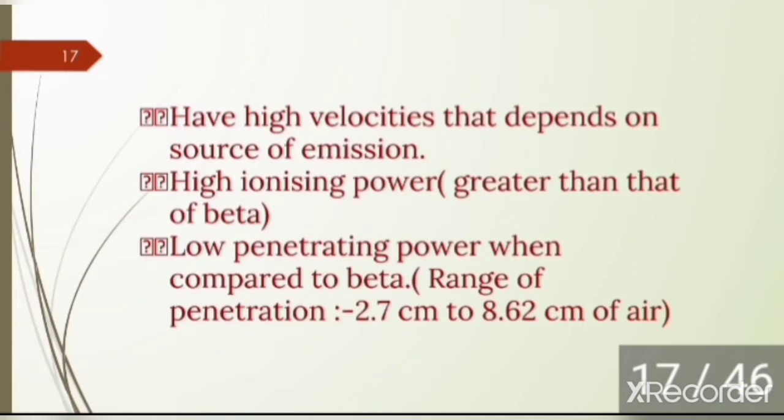So next is regarding the velocity of alpha particles. Generally, alpha particles have very high velocity and it depends upon the source of emission. That is, depending upon the atom or the nuclei from which it is emitted, the velocity of alpha particles varies. In general, we can say that alpha particles move with very high velocity.